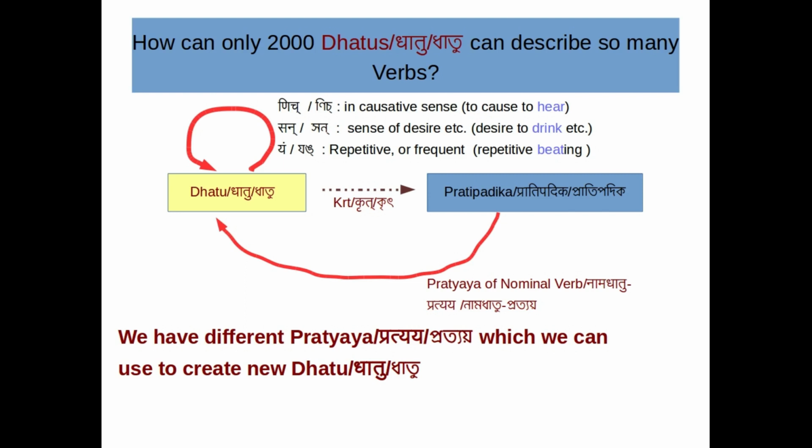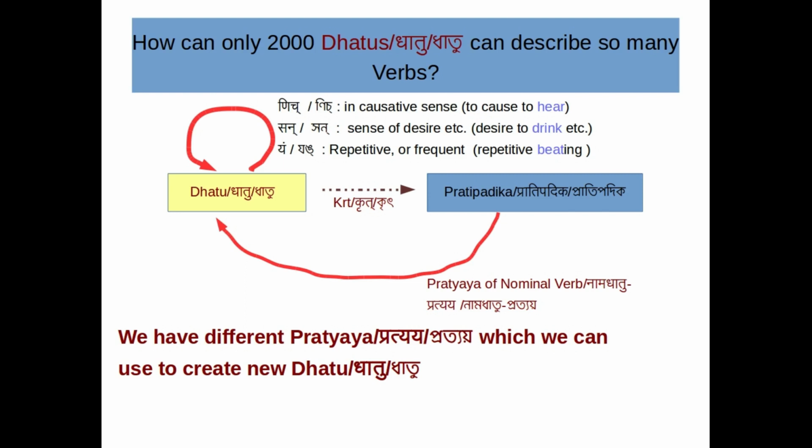from pratipadikas. Now, we know that from our list of dhatus, we can apply krit pratyaya on them to get pratipadika. And on this pratipadika, if we apply nam dhatu pratyaya, then we get a new dhatu. So we can see it is a circular thing and we can create lots of new dhatus in this way by going through the circle.